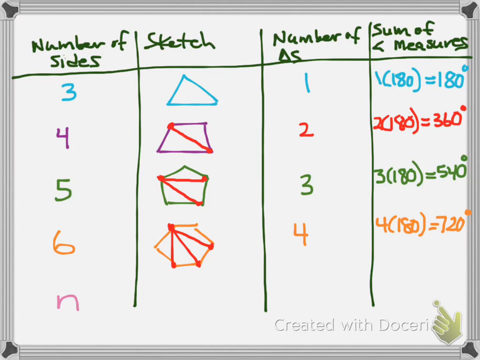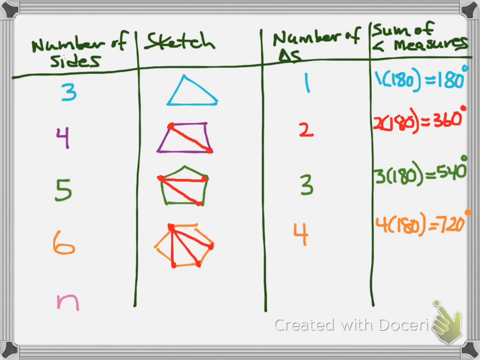What if I have n sides? Okay, so here's the question I want to ask you. Look at how many sides we started with, and look at how many triangles we ended with. 3, 1, 4, 2, 5, 3, 6, 4. Do you see a pattern between how many sides our shape had versus how many triangles we created?